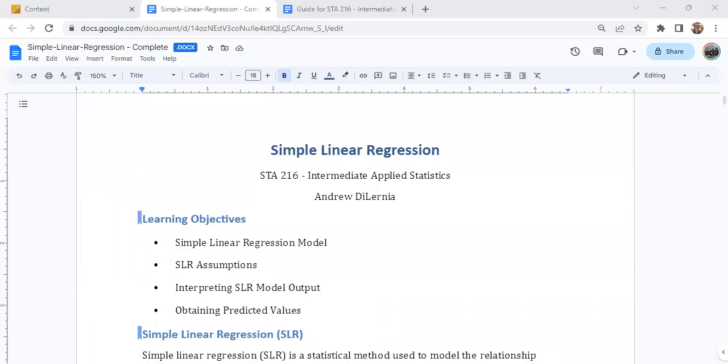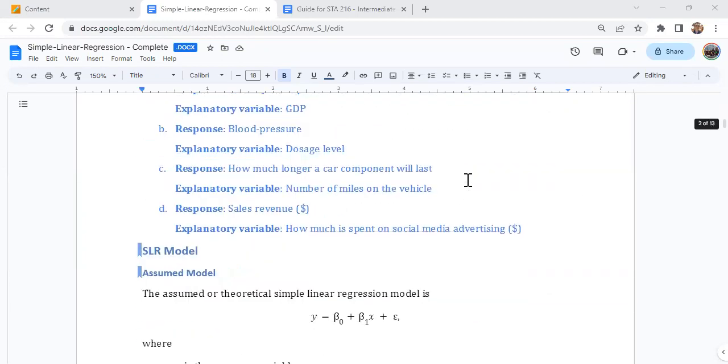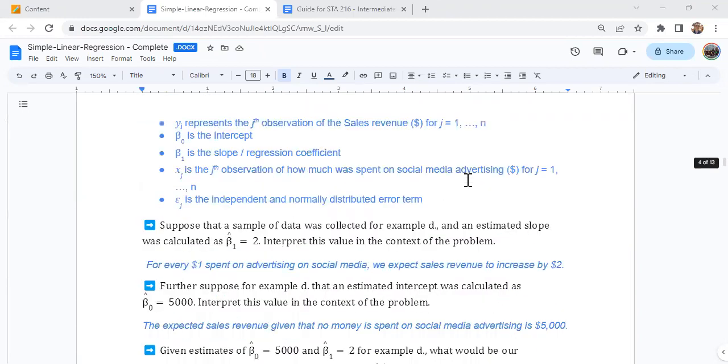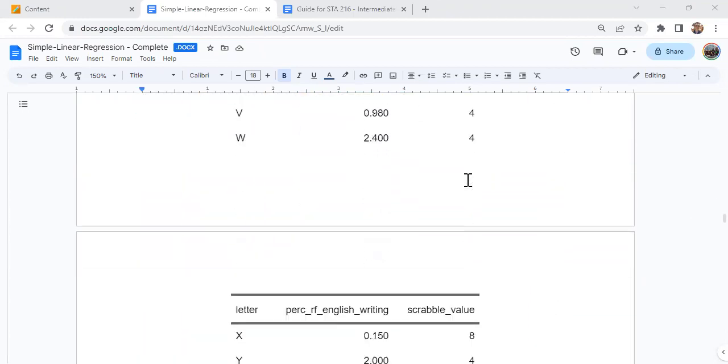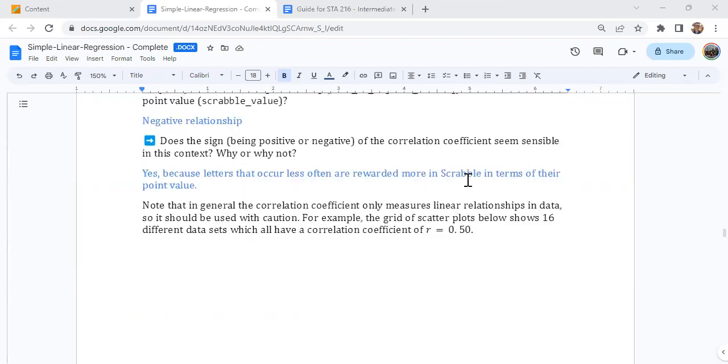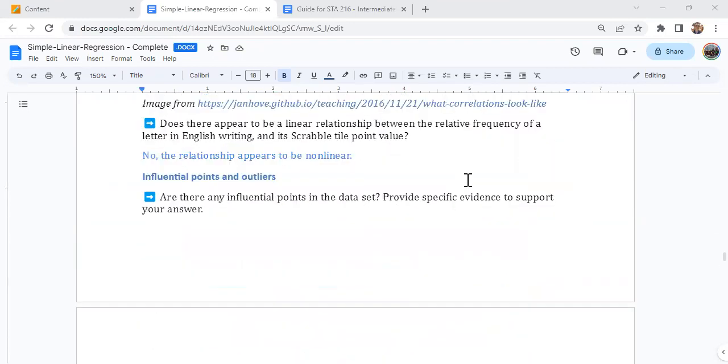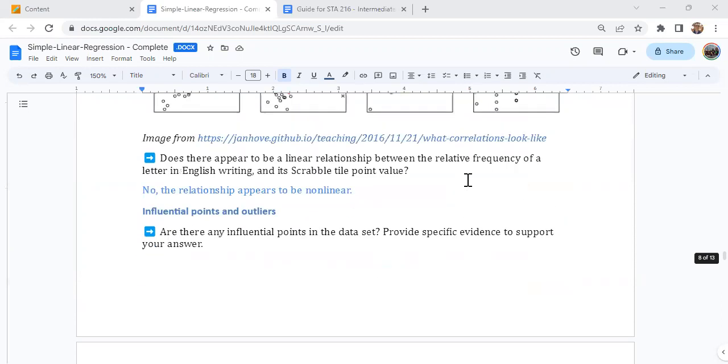All right, so continuing with this simple linear regression activity, let's see where we got to last time. I think we just got to the Scrabble example. Yeah, we were talking about some of that. Okay.